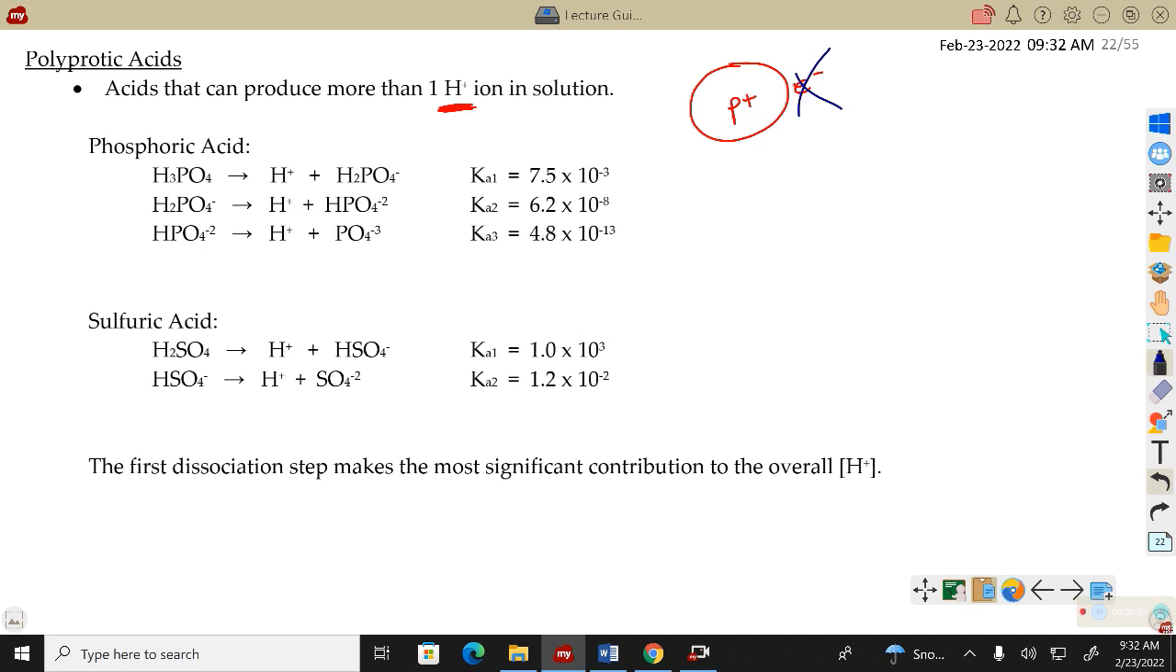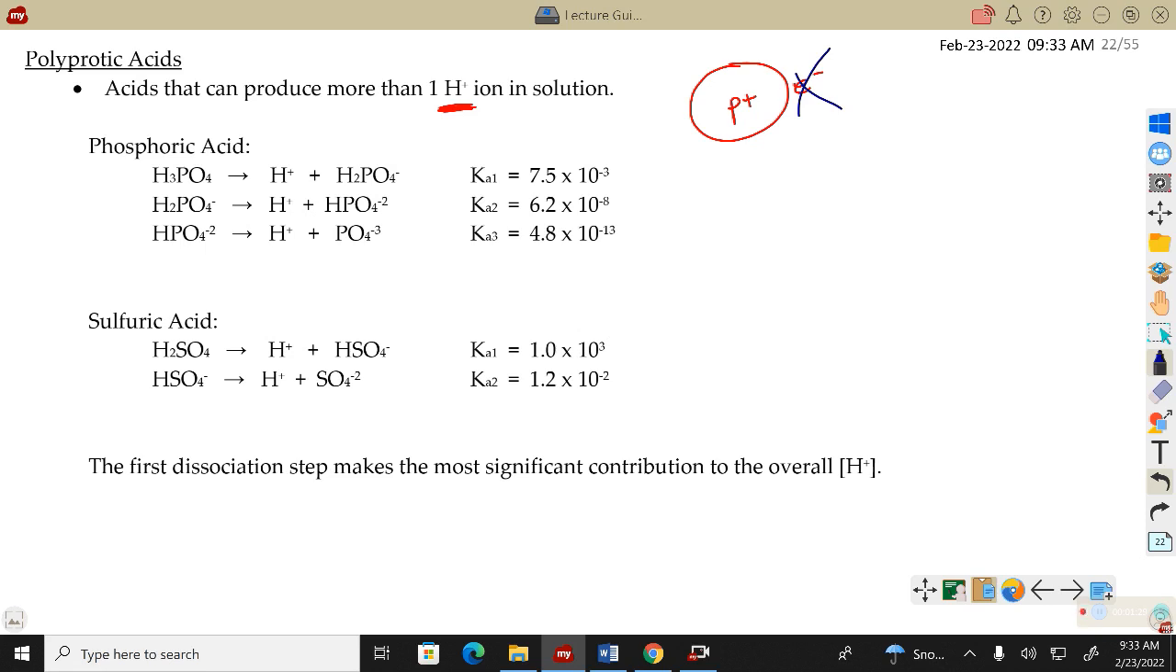Now the biggest takeaway here is that, let's say I'm looking at phosphoric acid, H3PO4. There are 3 hydrogen ions that can be produced in solution, but they're not all produced at once. So it's not like saying I have a 1 molar solution of H3PO4, I'm going to get 3 moles of hydrogen. Each hydrogen comes off with its own Ka value. So there's a tendency for each hydrogen to be produced in solution.